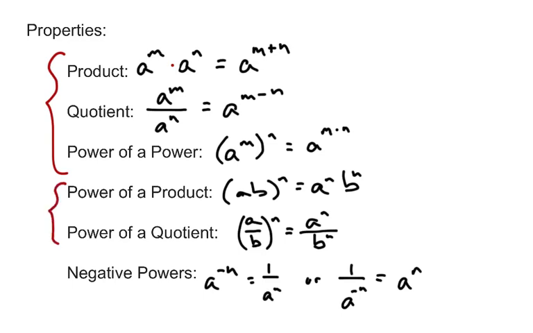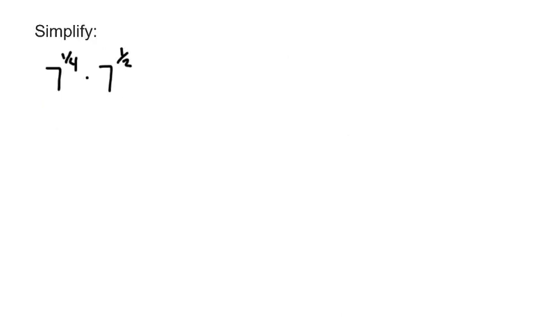For the power of a product and the power of a quotient, that just means we take the power and bring it into each of the factors inside the parentheses. And then lastly, the negative powers: it just says to make a power go from negative to positive, put it on the other side of the fraction. What I'm going to do now is look at a lot of examples of simplifying exponential expressions, things that have fractional powers in them, and we're going to use those properties to help us simplify.